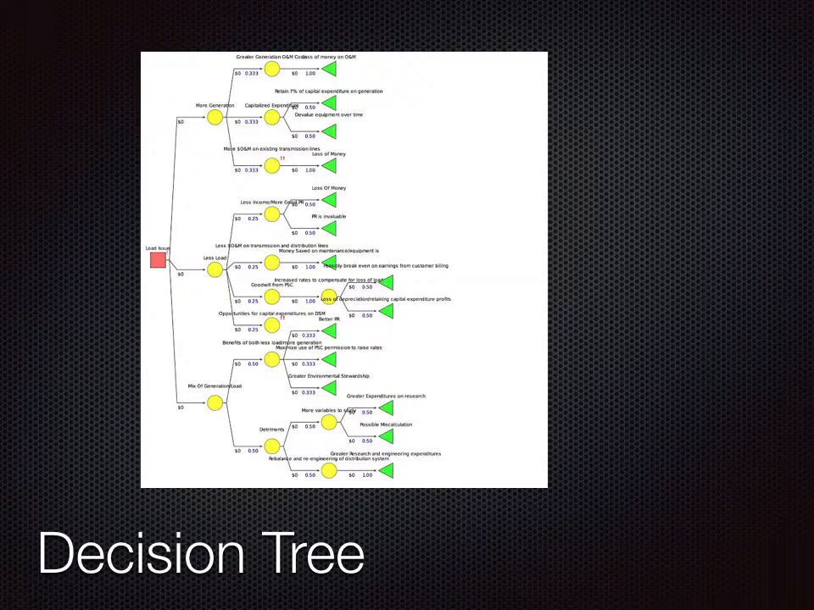Next is my decision tree. This was from my first posting, and it shows that it is a relatively complicated analysis where you have the options of choosing to build more generation. You have also the choice of reducing load and then a mix of both. I was not very satisfied with my decision tree. I did not think it represented it well enough.